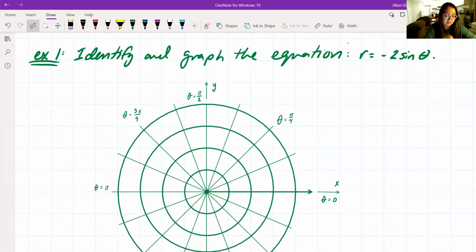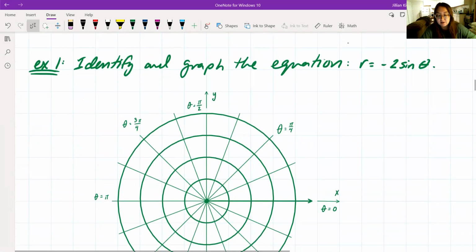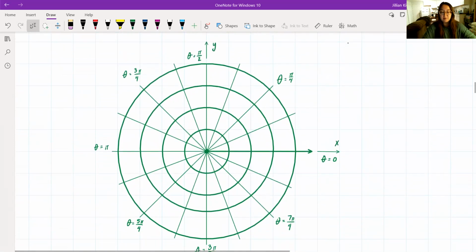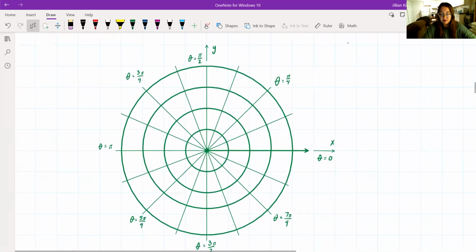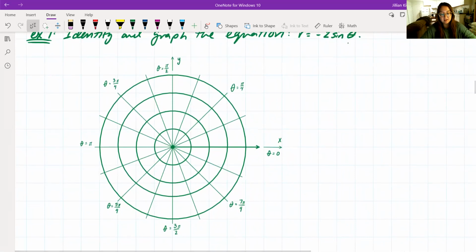on. So what we do want to do here is we want to solve example 1. So we're going to identify and graph the equation r is equal to negative sine of theta. So we have our polar coordinate system here. Let's zoom out a little bit. It's a little big. But we have our polar coordinate system in this case. We have theta from 0 to 2 pi. All of our theta measurements, or the important ones, are written out here. And we're going to graph this equation.